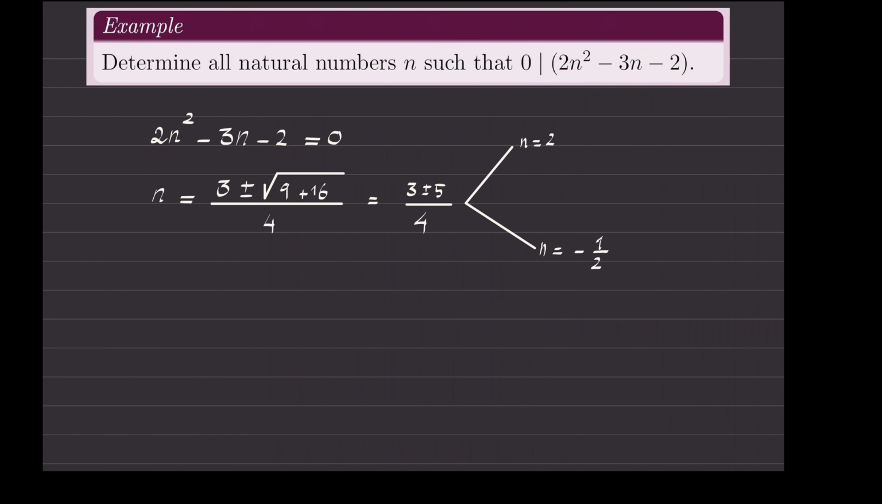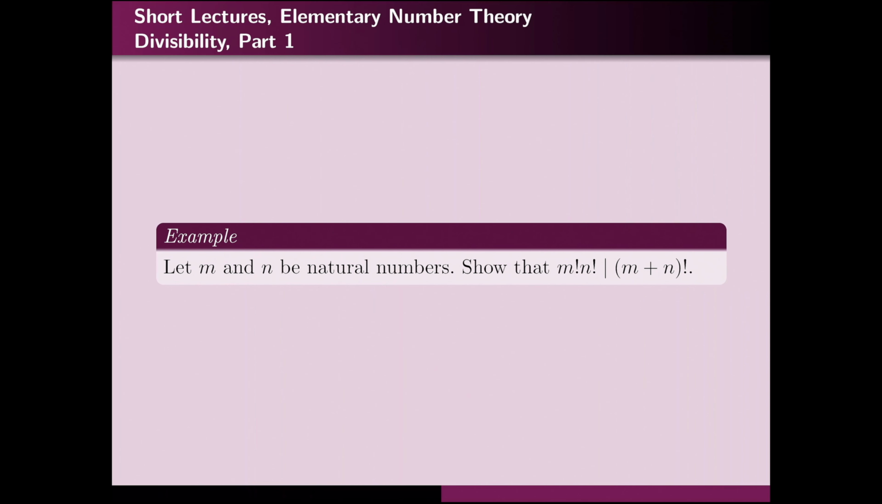But this one is not acceptable because it is not a natural number, and the only answer that we have for this problem is n equals 2. Okay, very simple. Okay, another example. Let m and n be natural numbers. Show that m factorial times n factorial divides m plus n factorial.